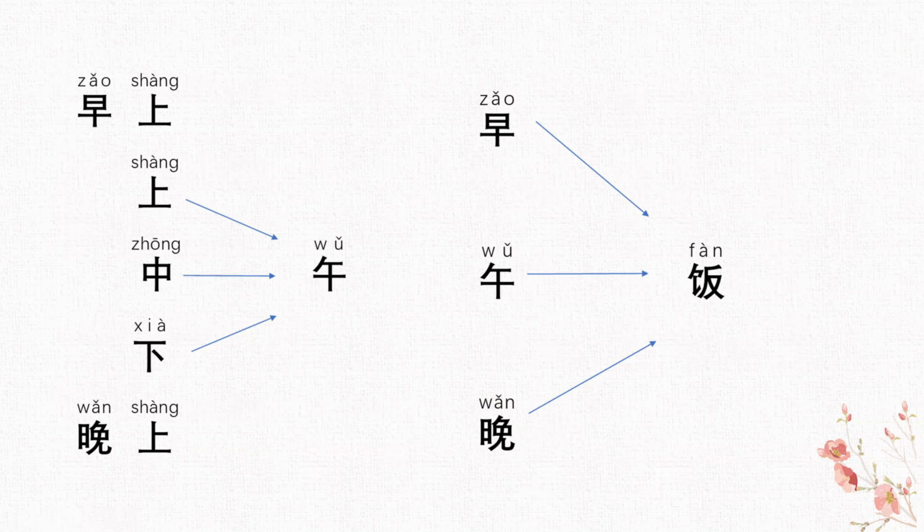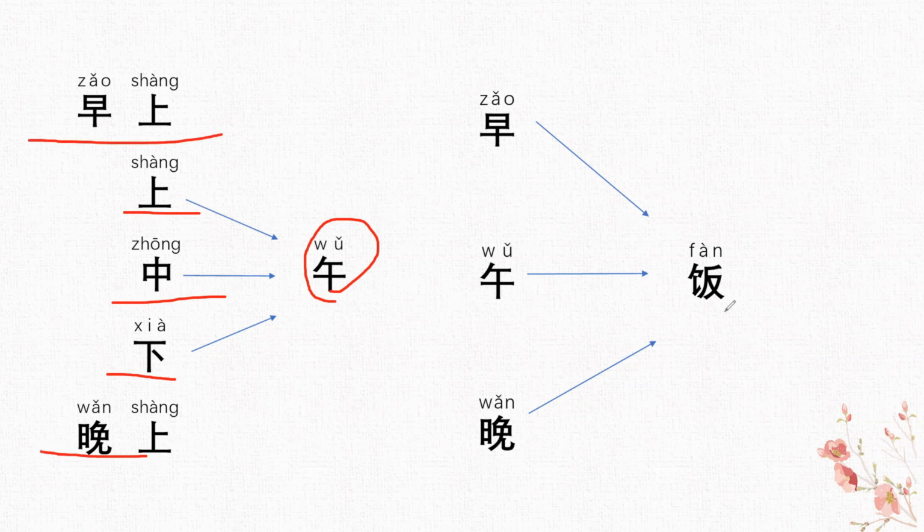Okay, so next page. Did you remember I said breakfast, morning, those things have connections, right? So now I show you why, okay? So 午 means noon, 上午 morning, 中午 noon, 下午 afternoon, early morning, evening. So 饭 literally means meal, M-E-A-L, meal, okay.